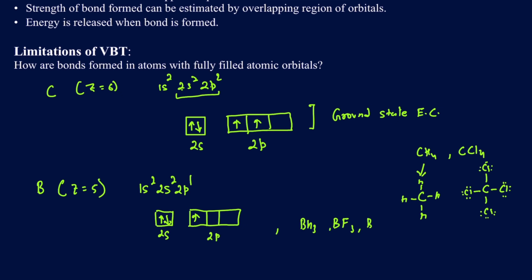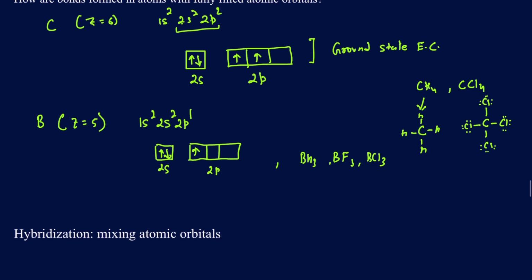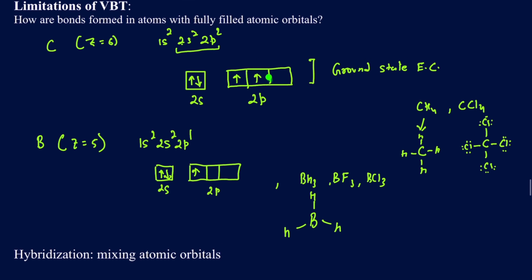You can also have BCl3 and all that. So what you see in all of them is boron is actually making three bonds. So how do we explain the formation of three bonds by boron and the formation of four bonds by carbon using the valence bond theory?